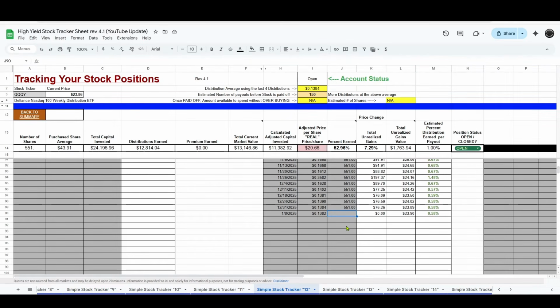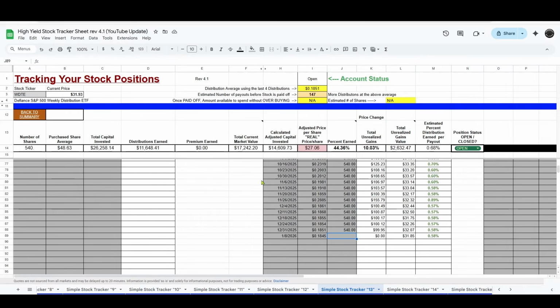QQQY, I have a total of 551 shares. They paid 13 cents. My real price per share of $20.66 now becomes $20.52. Current price being $23.86. If I were to sell all my shares at the current price, I'll make 1,840 bucks.